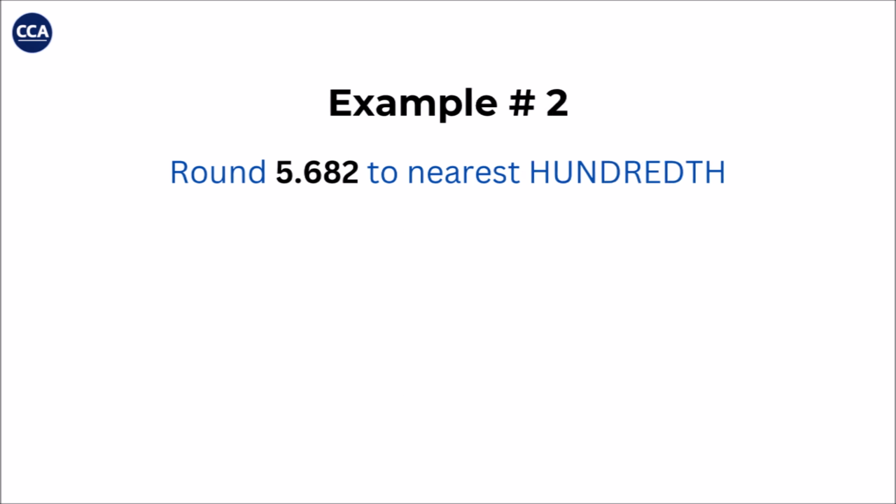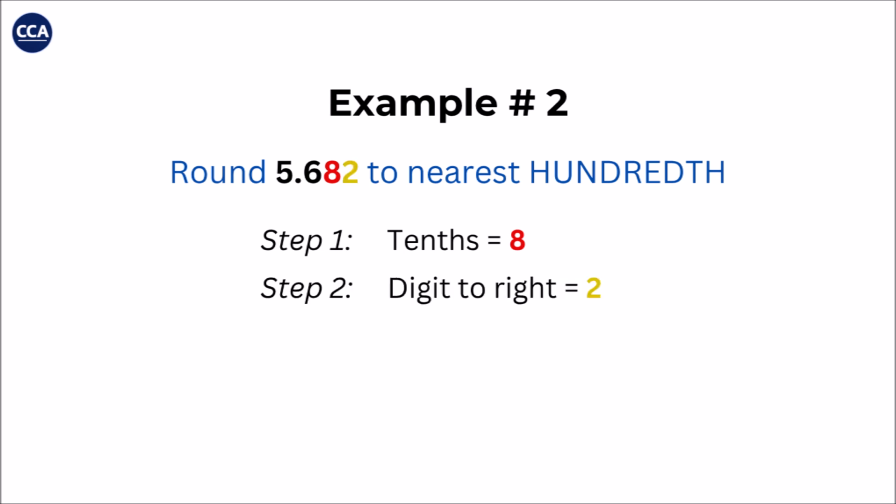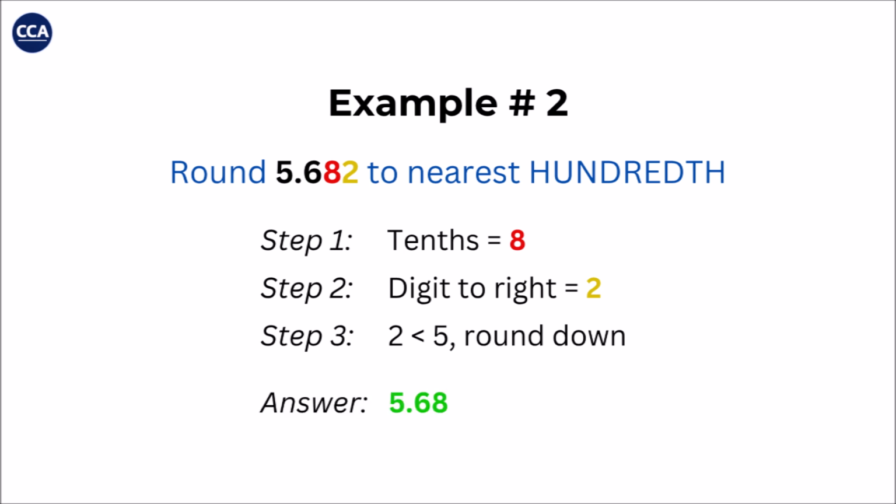Now round 5.682 to the nearest hundredth. Step 1. Find the hundredths place. That is the second digit after the decimal point. Here it is 8. Step 2. Look at the digit to the right of 8. That is 2. Step 3. Since 2 is less than 5, we round down. The 8 stays as 8. The answer will be 5.68.